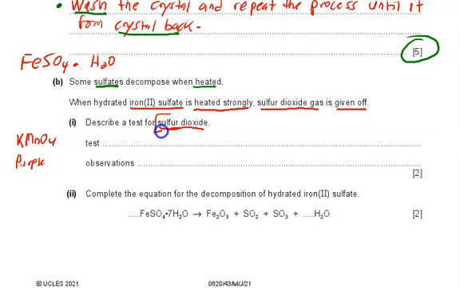Once it goes through the sulfur dioxide, it will change to colorless. So you just have to add in here acidified potassium manganate. And here will be purple to colorless.